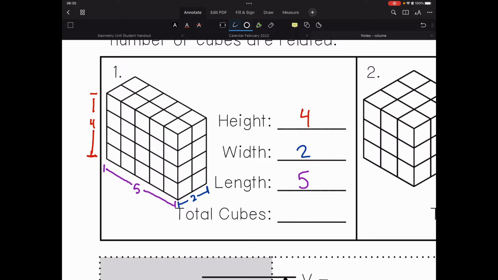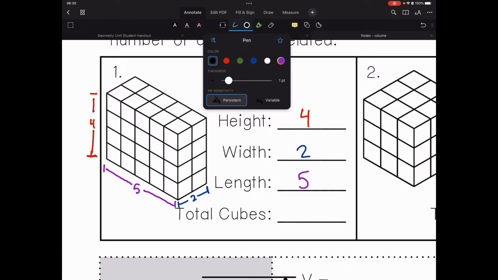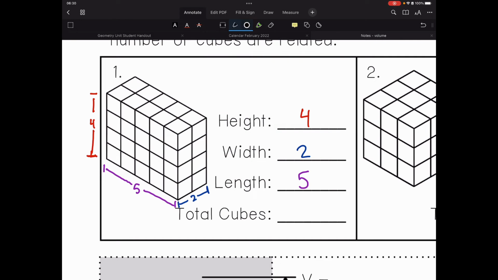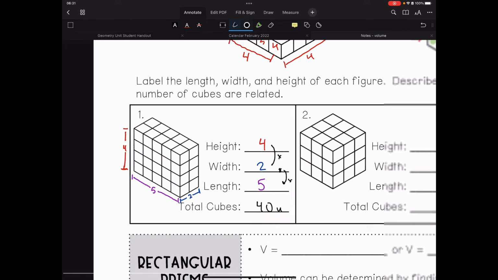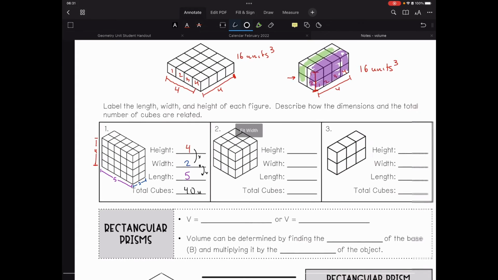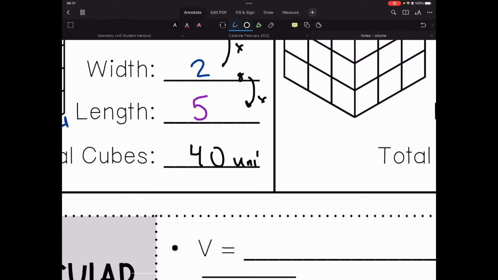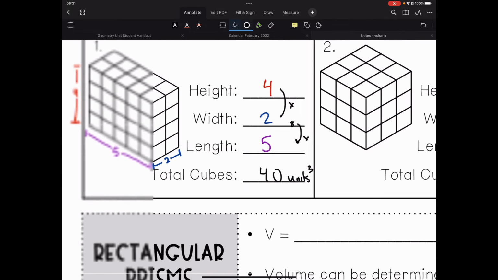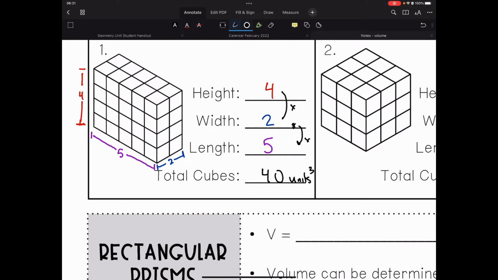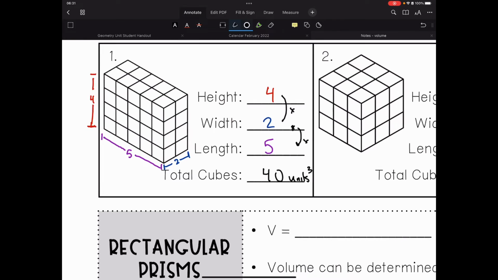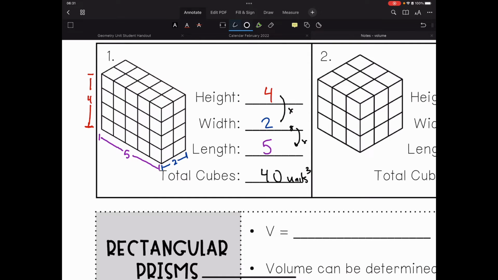So there is. And the way that we can do that is we can multiply the 3 dimensions together. So we can do 4 times 2 is 8. And 8 times 5 is 40. It didn't give us a dimension here, so this is going to be units cubed. There are 40 units cubed there. So if we take our height, our width, and our length, and we multiply them together, we can arrive at the answer without having to count the individual cubes.